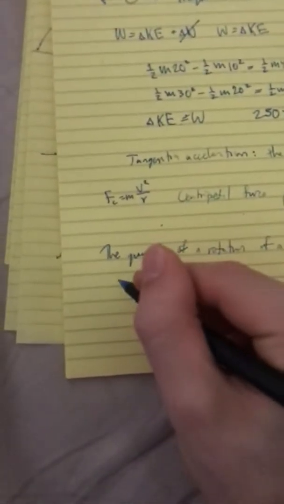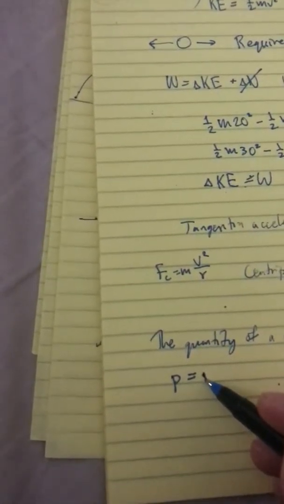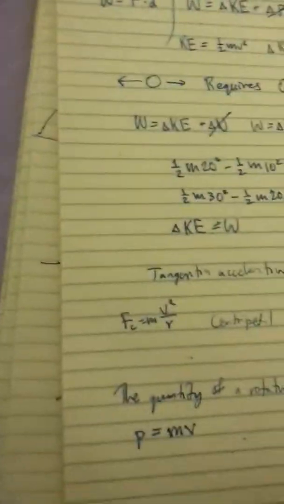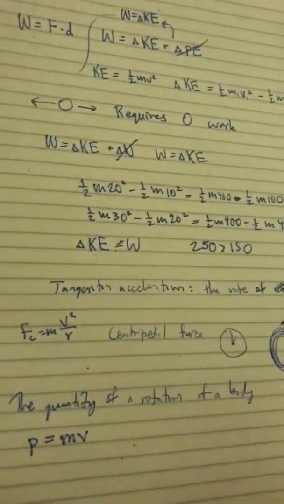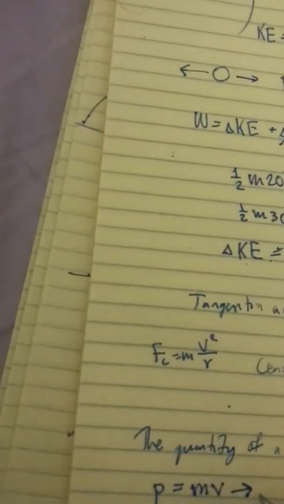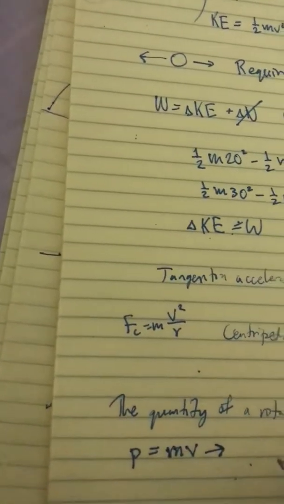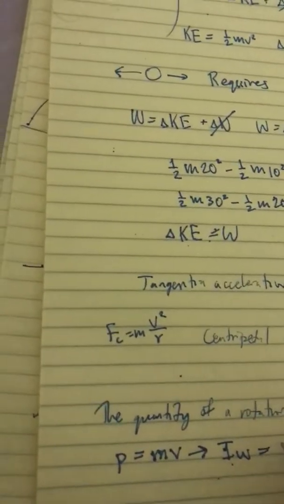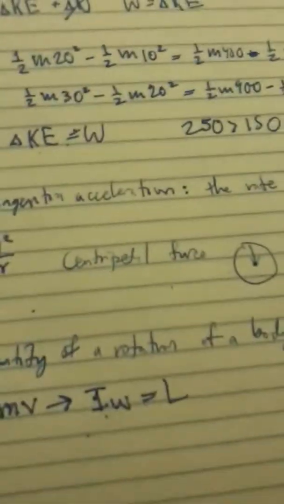And we should remember that angular momentum can be denoted by P, and that when it's not in rotation, we talk about it as mv, but because it is rotational momentum, angular momentum, the equation is going to be I omega, and we denote the angular momentum as L. So that's something we want to remember and write down.